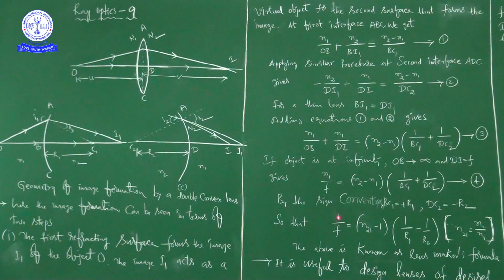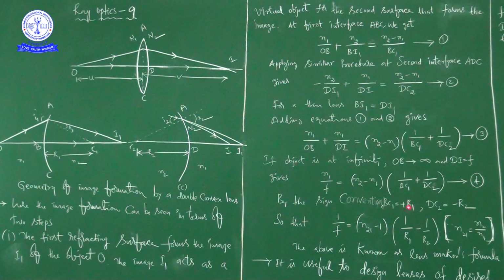Next, we are applying the Cartesian sign convention. Already you know what the Cartesian sign convention is. Distances measured in the direction of the incident ray are taken as positive. Distances measured opposite to the direction of the incident ray are taken as negative. All the distances should be measured from the optic center onwards. Distances measured vertically upward from the principal axis are positive. Distances measured vertically downward to the principal axis are negative. So this is all about the sign convention that we are applying here.